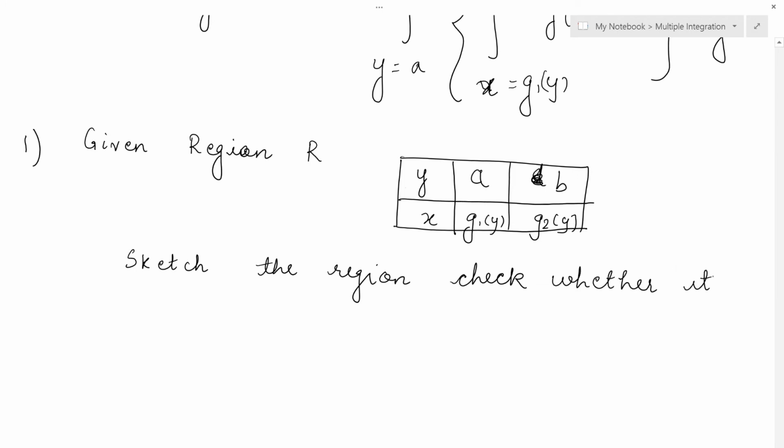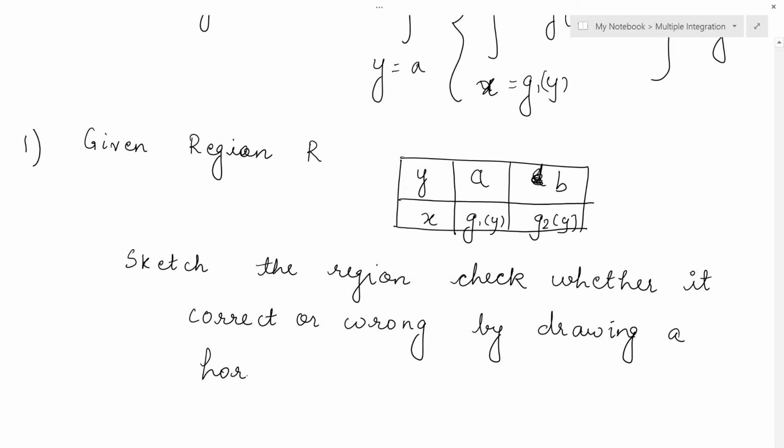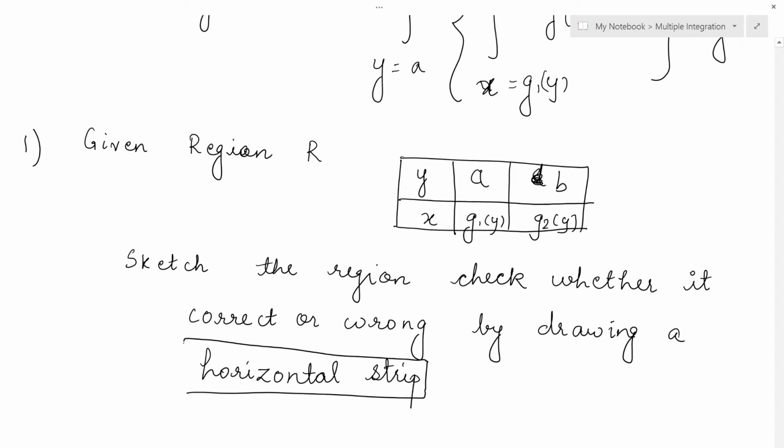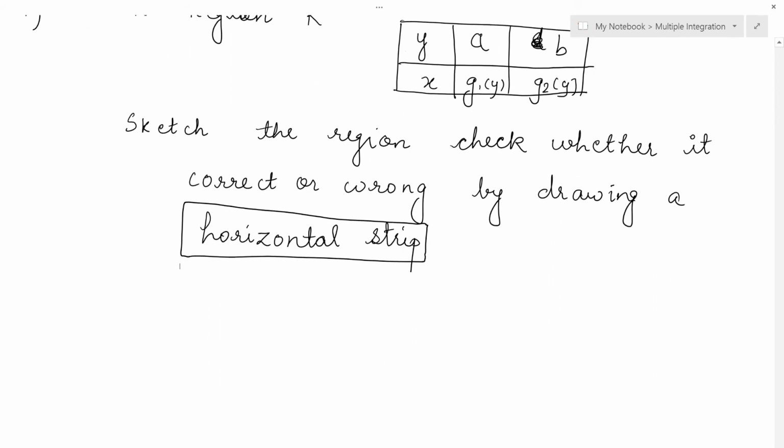So check whatever you have drawn, whatever you have highlighted, and taking the proper strip, whether the region is correct or not. Because if you don't check it and you change the strip blindly and the region is wrong, there is no use of doing that. So here you have to check the region by drawing a horizontal strip. Why am I drawing a horizontal strip in this case? Because given that you have to integrate with respect to x first, you have to draw a horizontal strip.